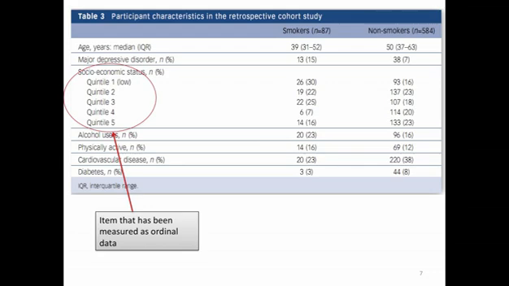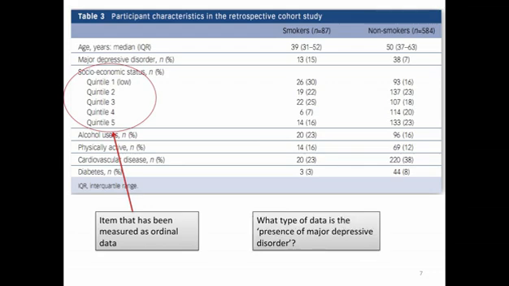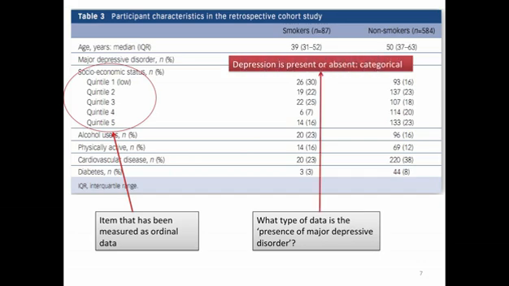This is ordinal data. What type of data is presence of major depressive disorder? As you can imagine, this is measured using a yes or no response. You either have major depression or you do not. So it is a binary categorical data.